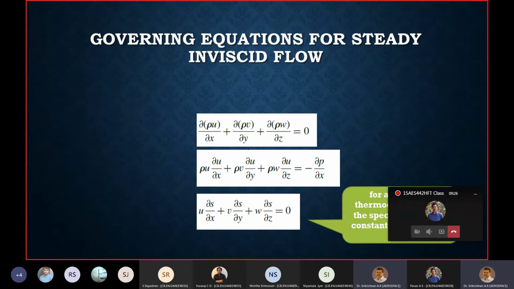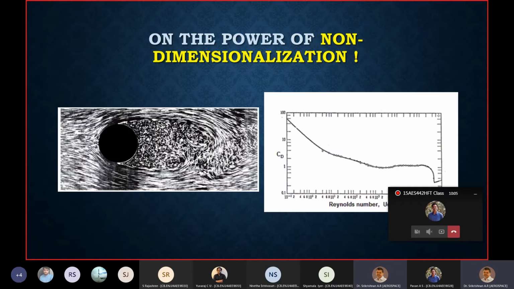And the third one is the energy equation written in terms of entropy gradients. U dou s by dou x plus v dou s by dou y plus w dou s by dou z is equal to 0, which comes straight from the conservation of energy. So these three equations are the governing equations for steady inviscid flow. Keep in mind, I didn't say supersonic, hypersonic, etc. So the Mach number is not a parameter. We have not considered anything like that in looking at these equations. So this is applicable for any range of flow velocities, as long as the flow can be assumed to be steady and inviscid.